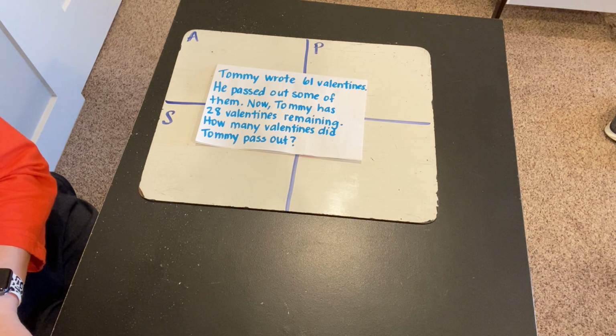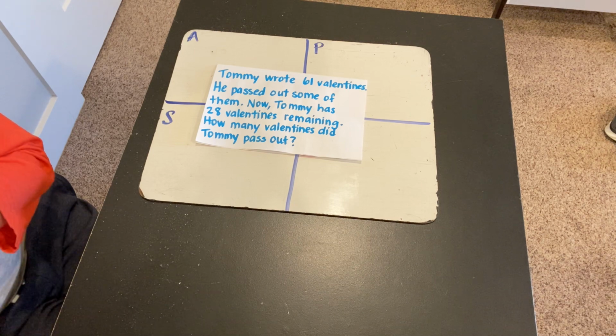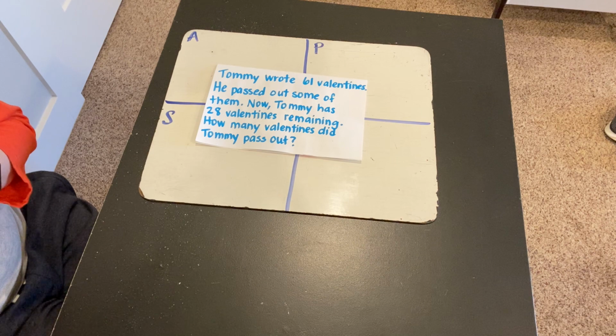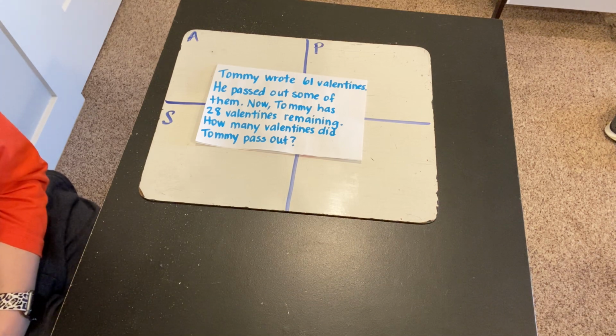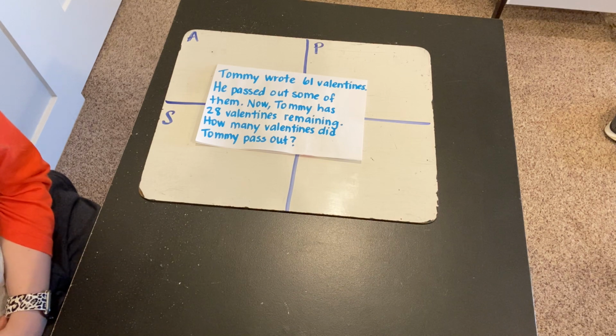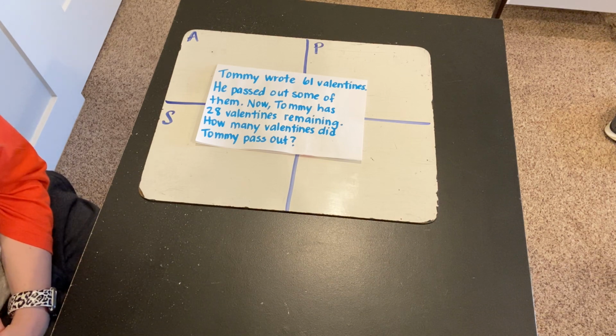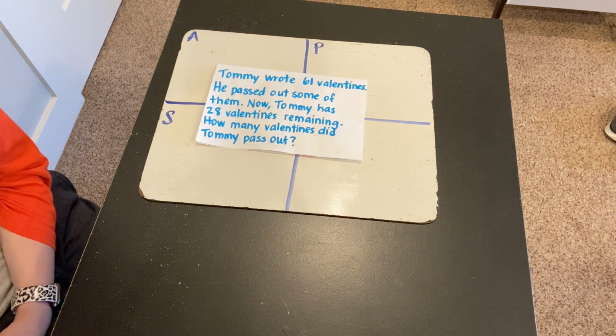All right, let's read that one more time and let's listen carefully for the question. Tommy wrote 61 Valentines. He passed out some of them. Now Tommy has 28 Valentines remaining. How many Valentines did Tommy pass out? Did you hear the question?